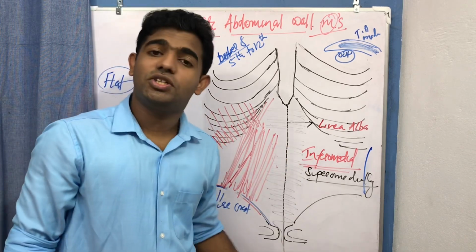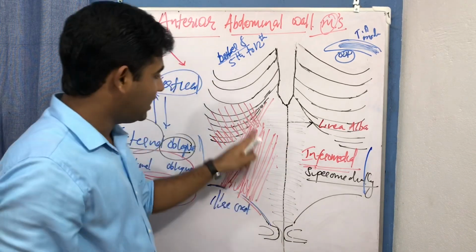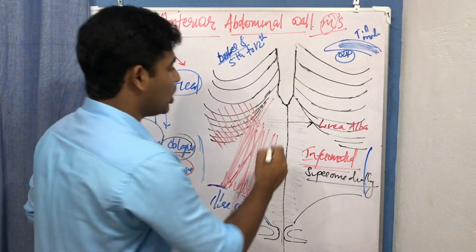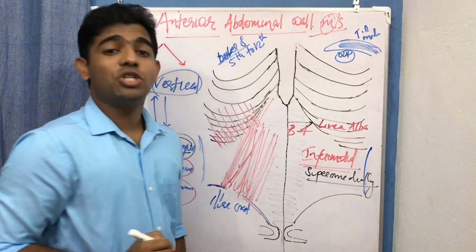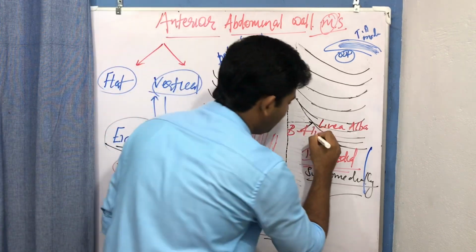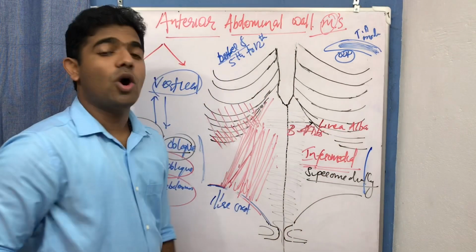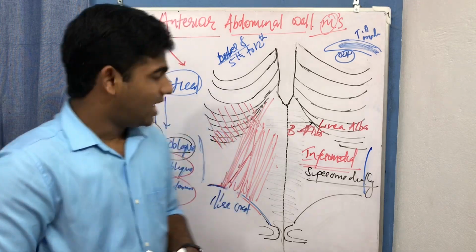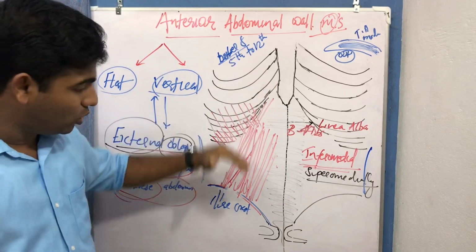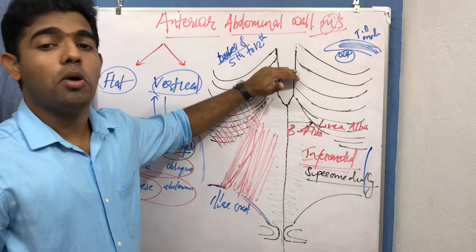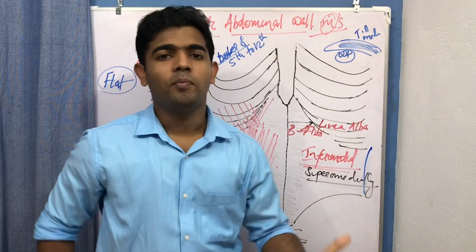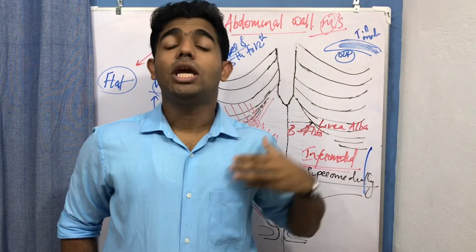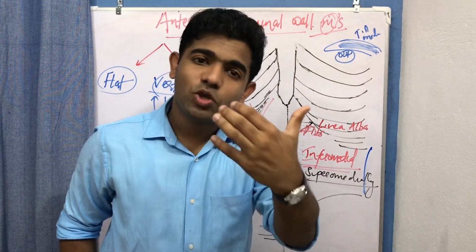They get inserted into the linea alba and the ribs. How many ribs? Lower 3 to 4 ribs, in the inferior border of lower 3 to 4 ribs. See, this one was arising from ribs to down. This one was arising from down to ribs. So that's just the vice versa. So even if you remember the orientation of external oblique, you can definitely write down the orientation of internal oblique.